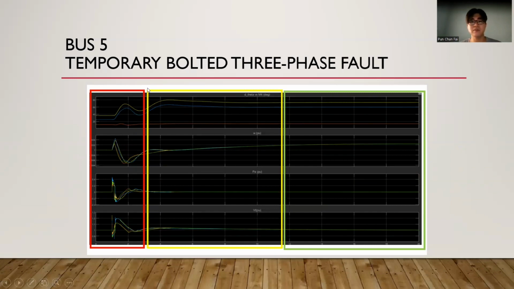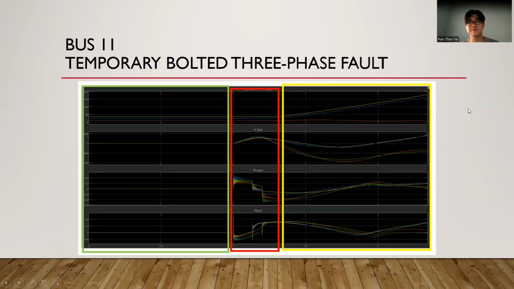And for the marginally stable case, from about 3 seconds to 11 seconds, the system attempted to correct itself and was trying to reach equilibrium. And for the stable case, as shown in green here, from 11 seconds to 20 seconds, the system reached equilibrium again and became stable. And before here, the system is actually stable before the fault occurred at about 1 second.